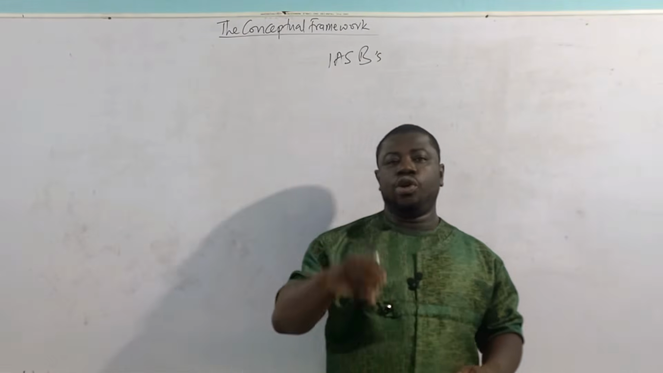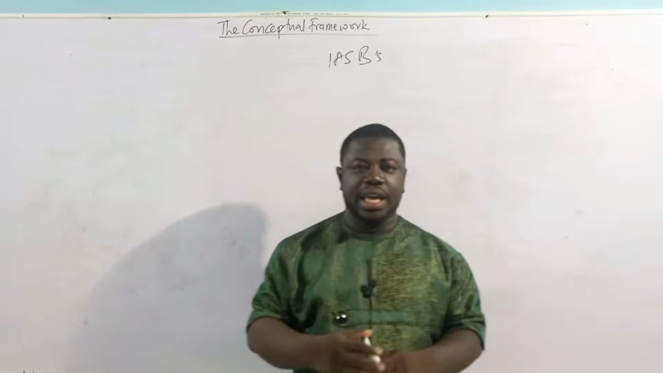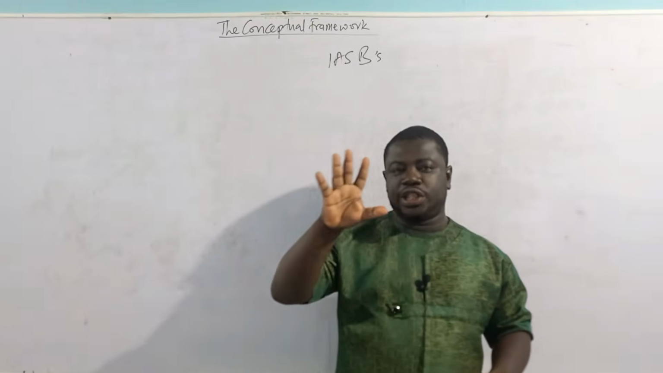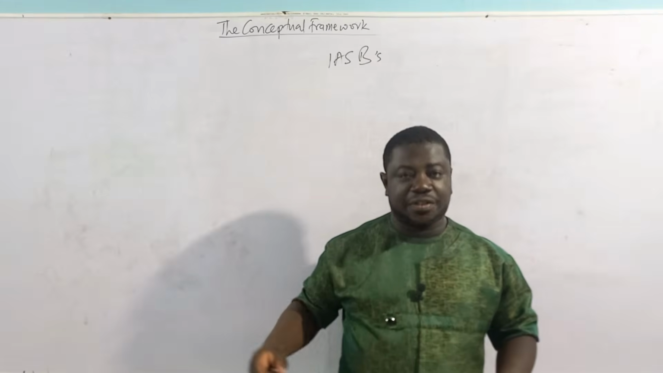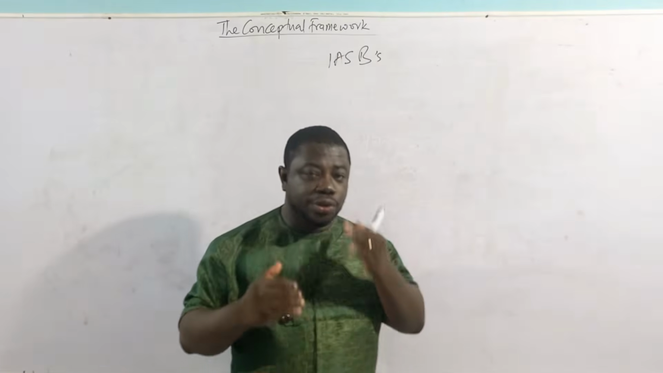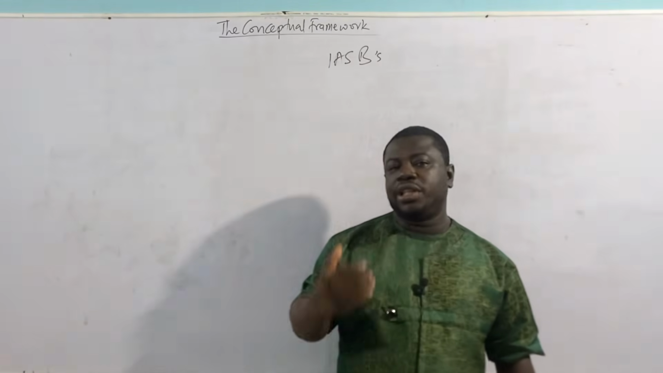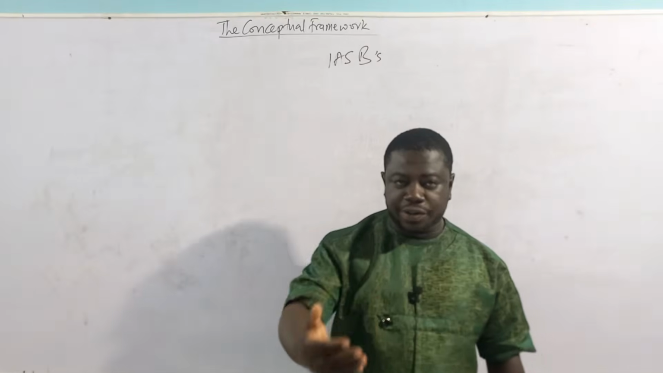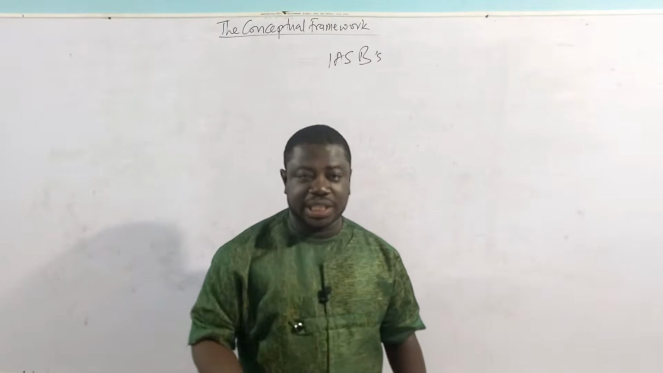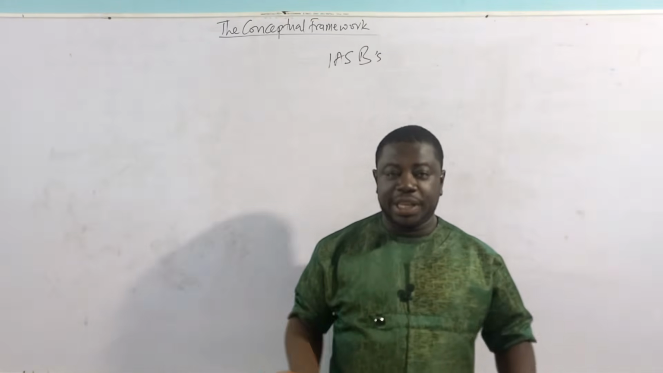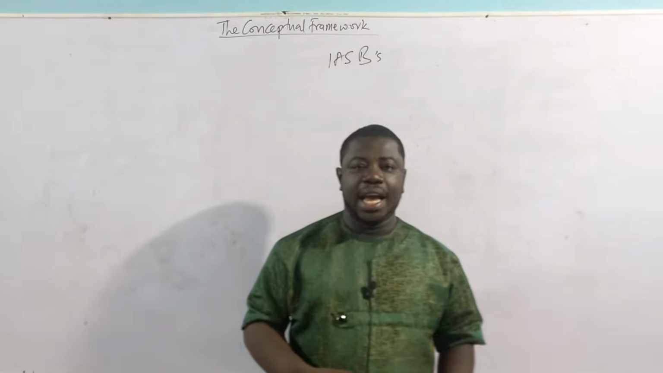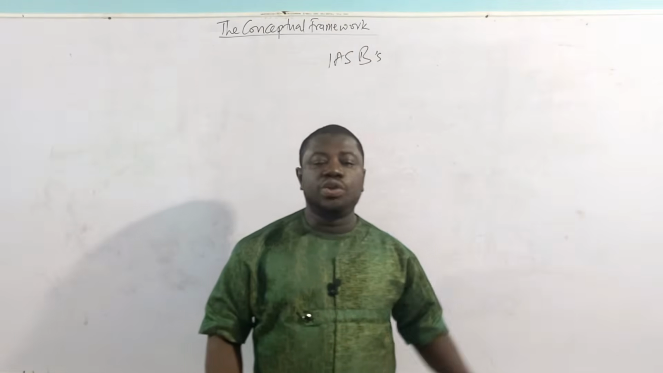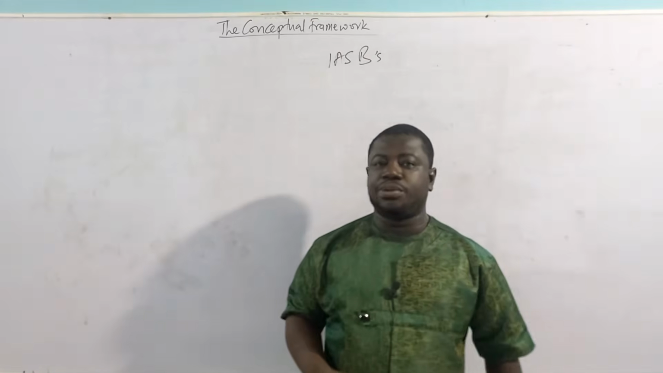Now, I'm going to take you through the conceptual framework. There are about 7 different items that are talked about in the financial statement, and I'm going to take you through all of them. But before that, I want us to look at the purpose of the conceptual framework. Why was it developed in the first place? And then we'll look at the components of financial statements, and then we'll come to the issues that are dealt with in the conceptual framework.